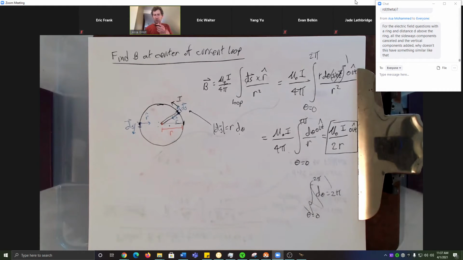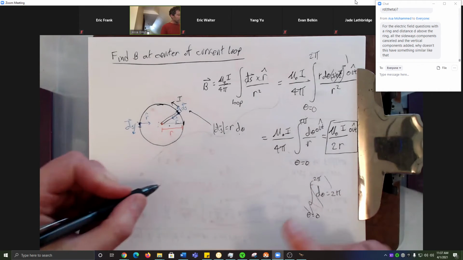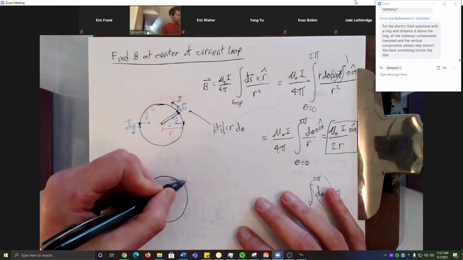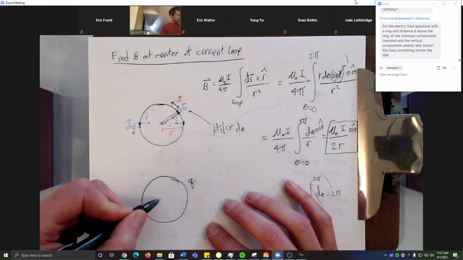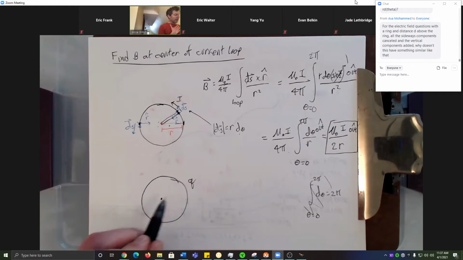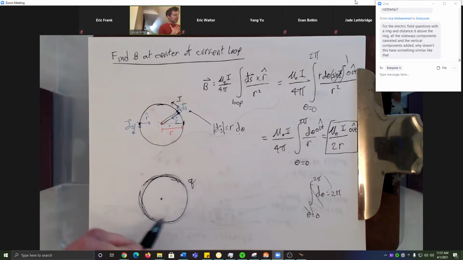For the electric field questions with a ring and distance d above the ring, all the sideways components canceled and the vertical components added. Why doesn't this have something similar? Yeah, that's a good question, right? So think about it. If I had a ring of charge Q, and you say, what's the E field here? What's the E field at this point from a ring of total charge Q evenly distributed around that ring? What's the E field here? Quick, somebody.